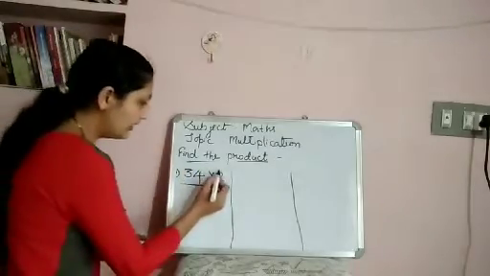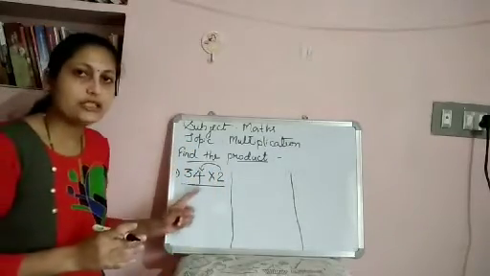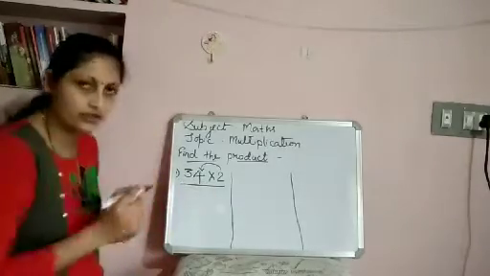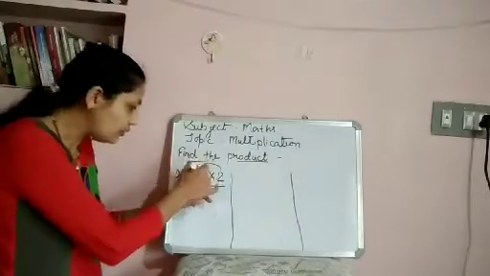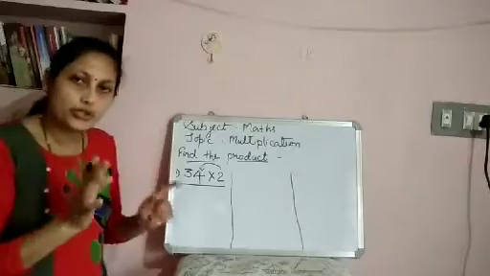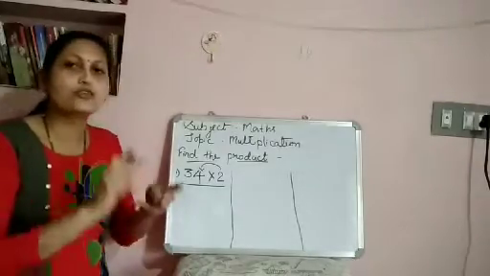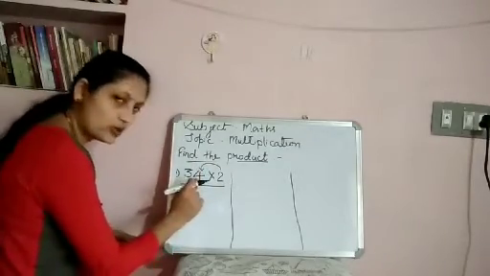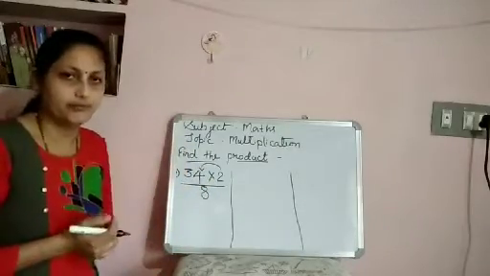First, you will multiply 2 with the ones column. The digit in the ones column, the first digit in this number, is 4. So 2 into 4. You know the table of 2. 2 ones are 2, 2 twos are 4, 2 threes are 6, 2 fours are what? 8. So 2 fours are 8. Write it here.